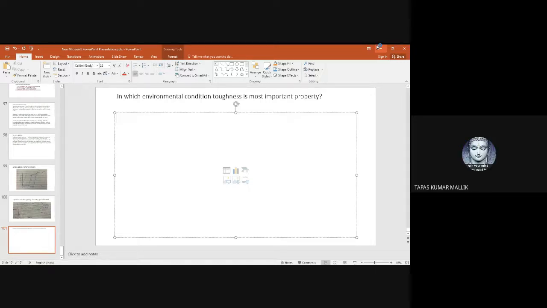Before fracture, there is an indication we get. In case of failure, there... What is the definition of fracture? Can anyone tell me how you can define a fracture? How can you define a fracture?